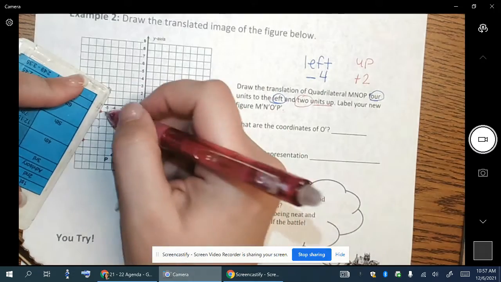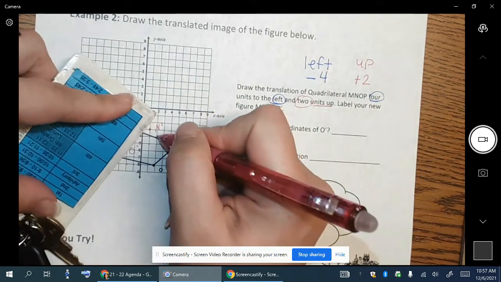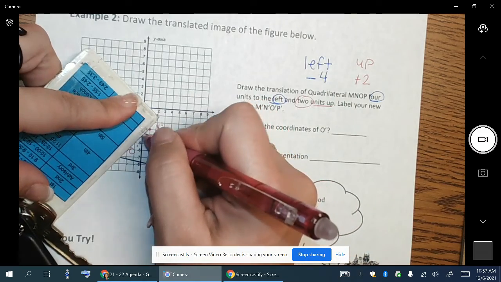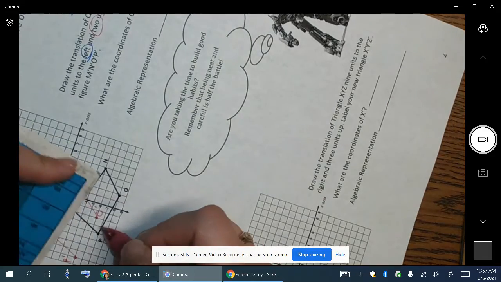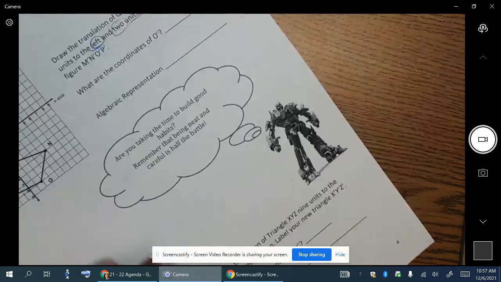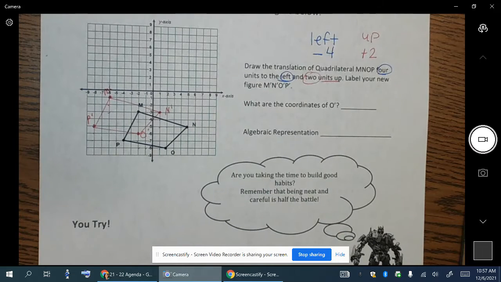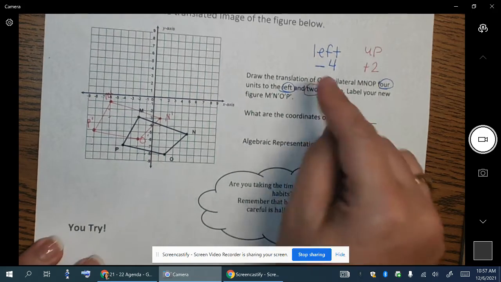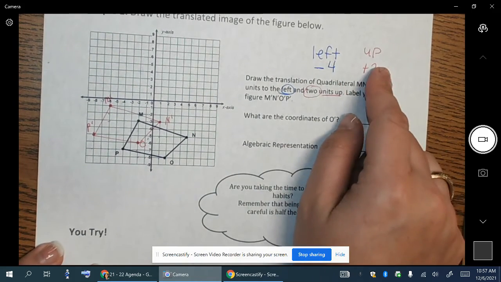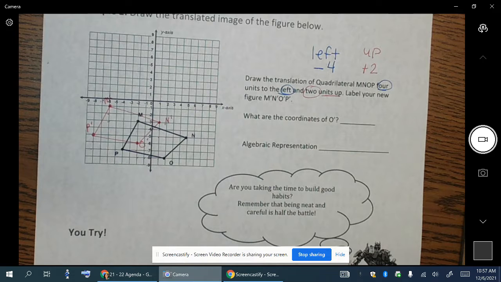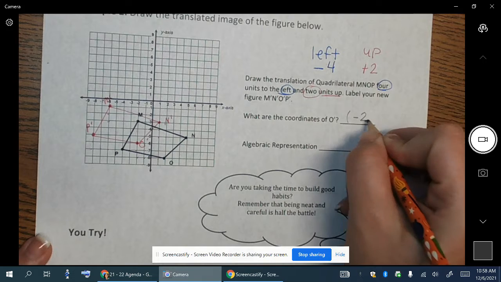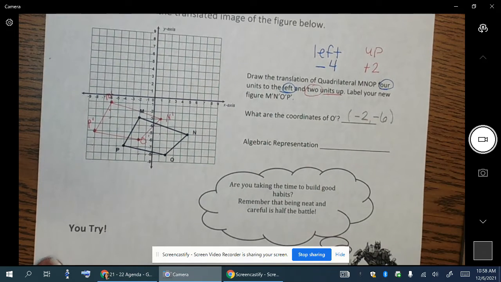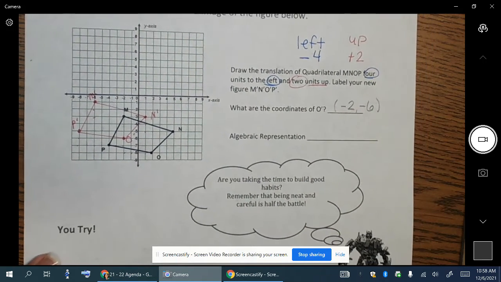Okay, so go ahead and connect them. Connect. Your picture should look very, very similar to the original. If it does not, you did something wrong. Now that I have a new shape, it's easy to see that it went what direction? Left and up. Okay? So the question was to know what are the coordinates of O prime? -2, -6. Very good, Lydia. -2, -6.